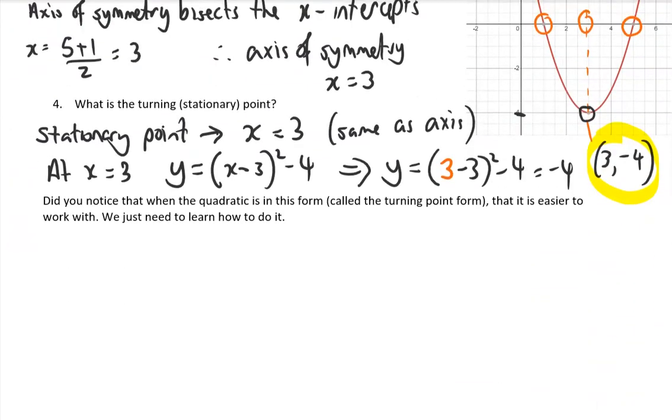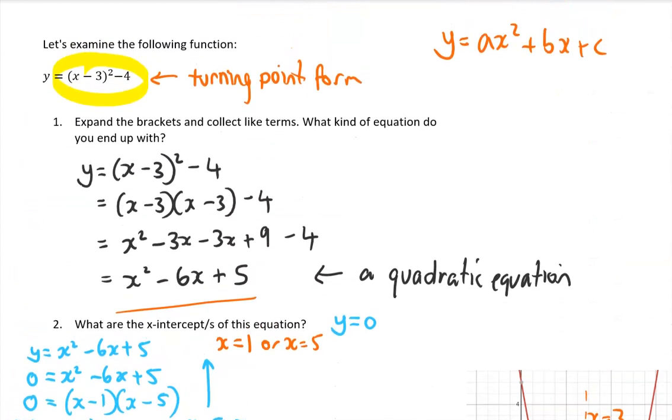So what we're going to have to learn how to do now, and that's what you'll be doing in the next activity, is going from the general form of a quadratic equation to the turning point form of a quadratic equation. And that is something called completing the square. And that is your next task.